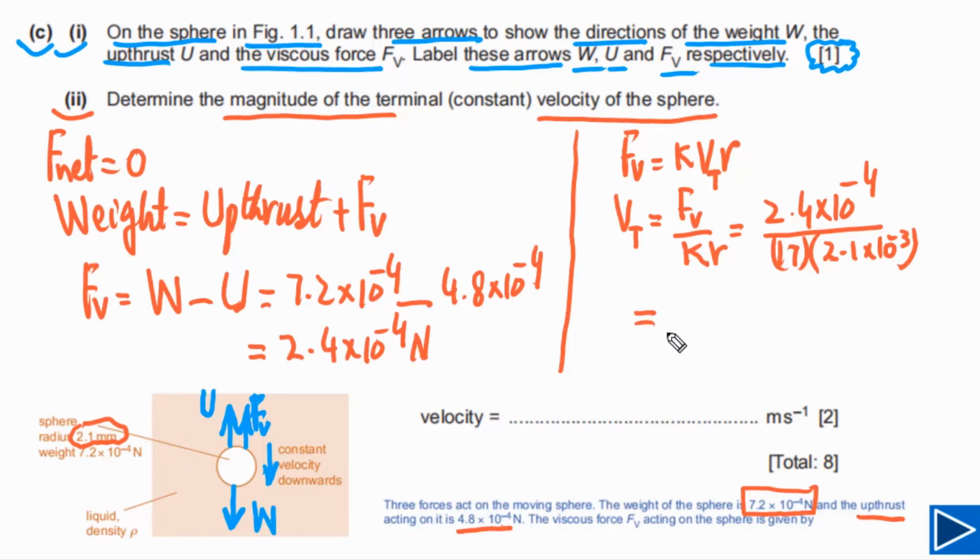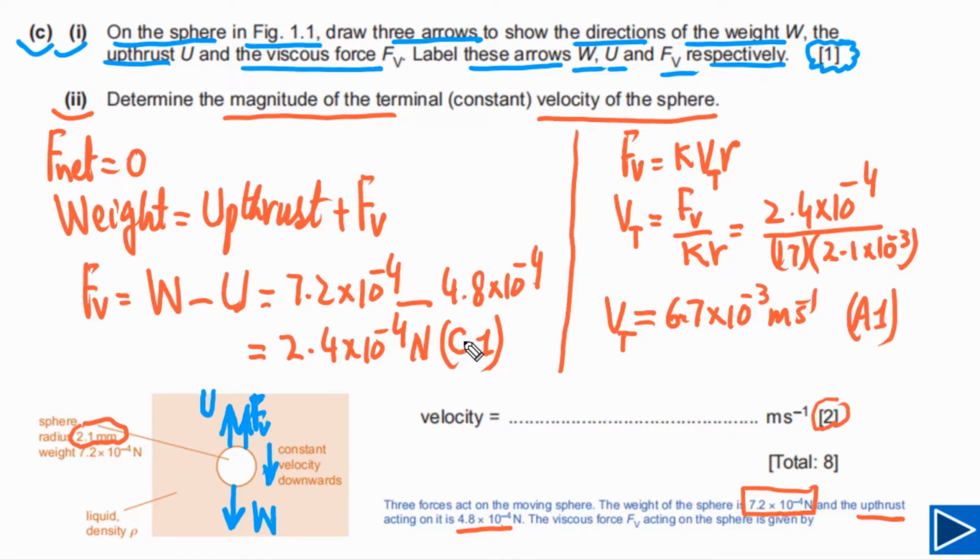Now simply we need to solve this and we can find out the value of velocity. If we simply plug in values, we will get 6.7 times 10 to negative 3 meters per second. So this is value of terminal velocity. And this question has 2 marks. The first mark you will get if you have got the right value of FV, so this is first C mark. And this is the answer mark. If you have got the right answer, you'll get this mark. But if your answer is wrong, but you have written this step, still you will get 1 mark.